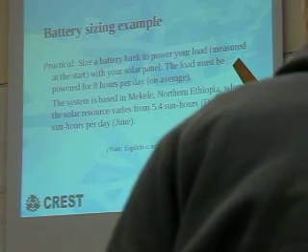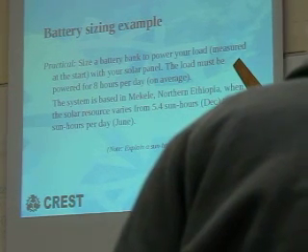See what the rating of that is. 5 watts.